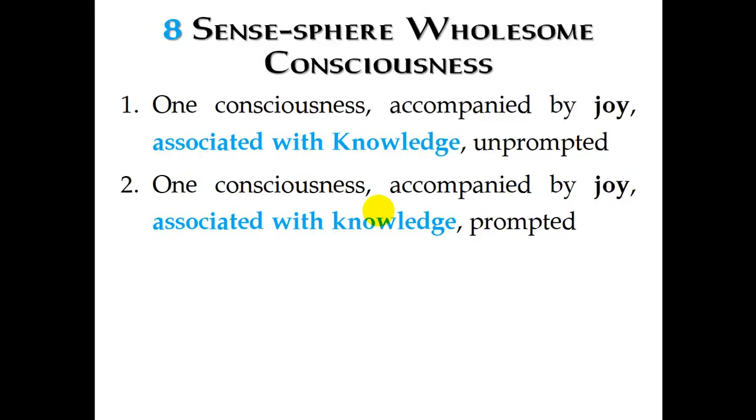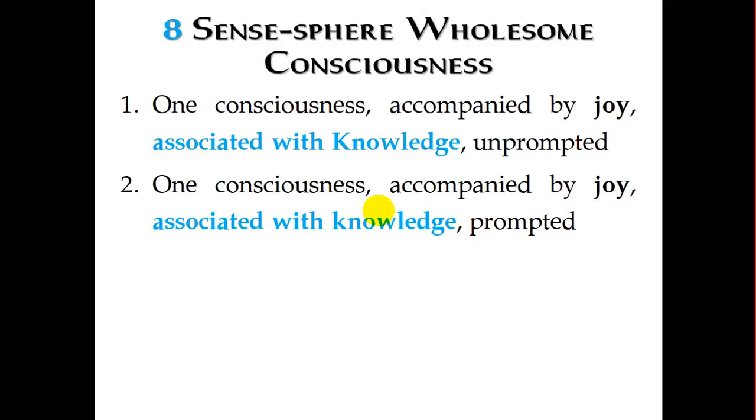So here we have 8 wholesome consciousness. We will call it Mahakusala, right? 8 Mahakusala. Maha means great, because in terms of wholesome deeds, this is great in number, right? Great in number. Therefore we call it Mahakusala. So we have 8 Mahakusala.